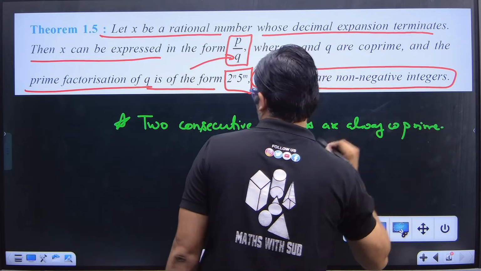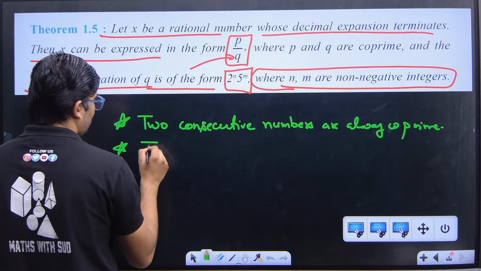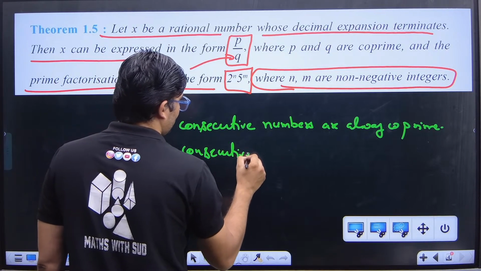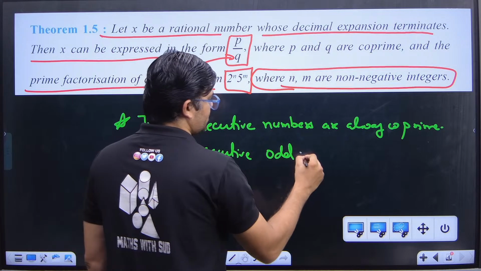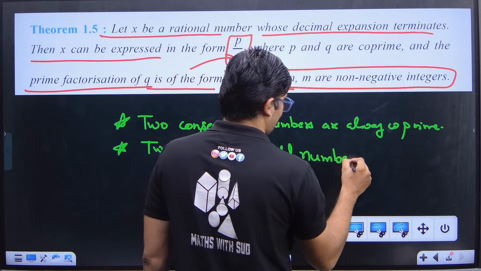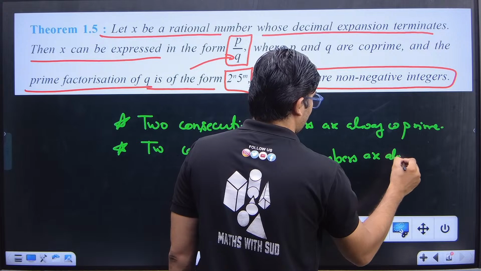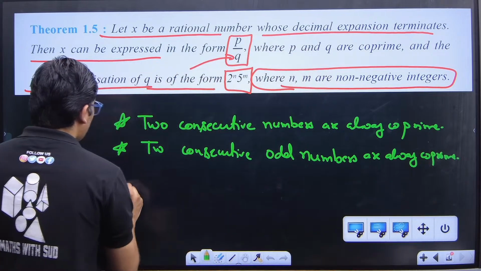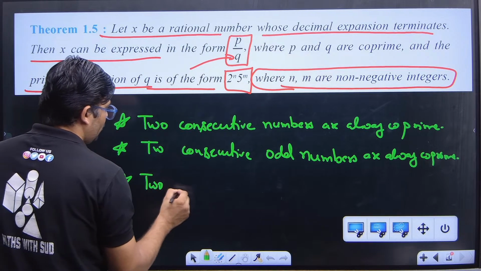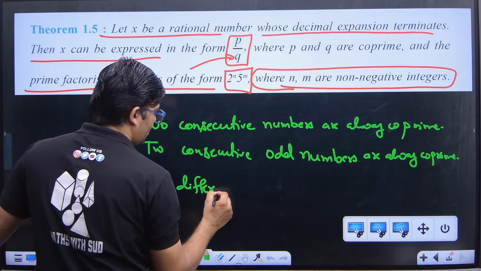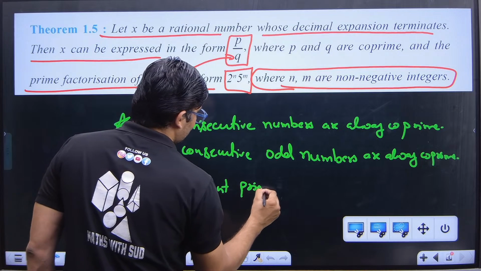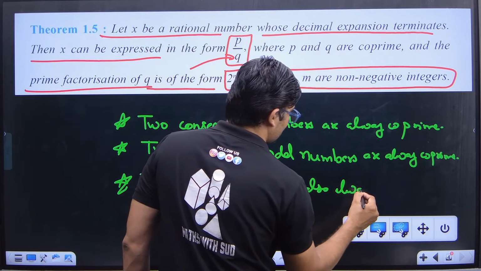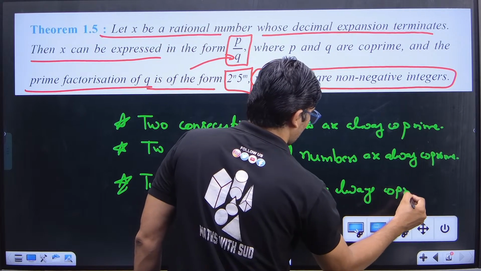Then you can write: two consecutive odd numbers are always co-prime. And two different prime numbers, not the same, are also always co-prime.